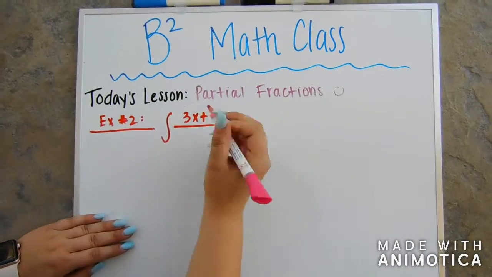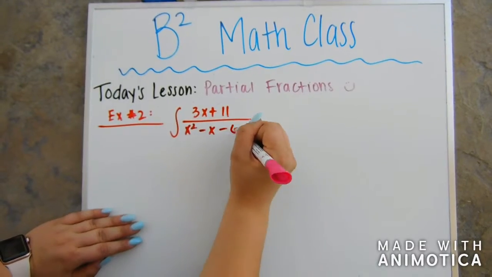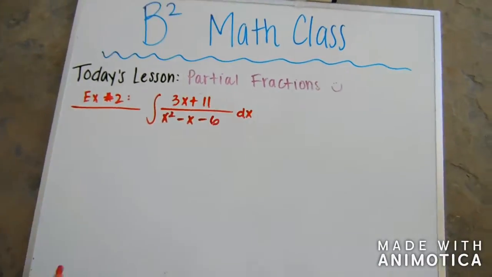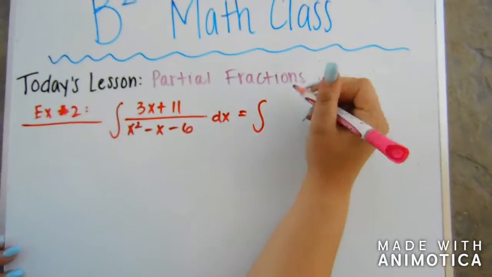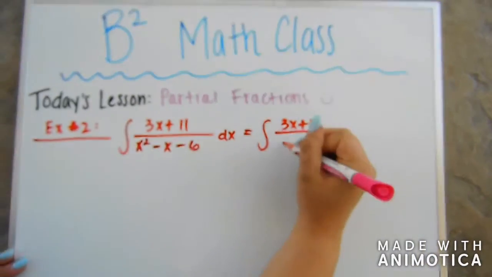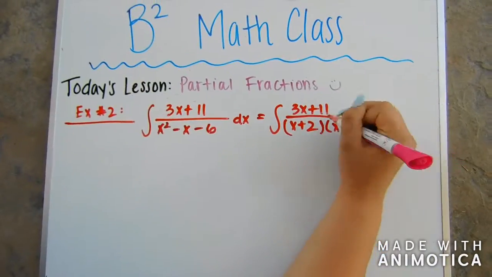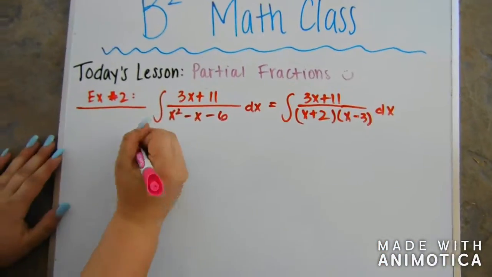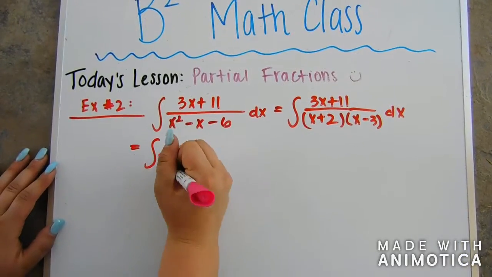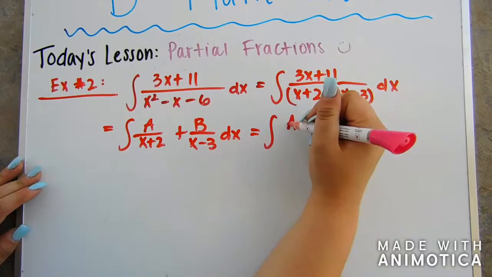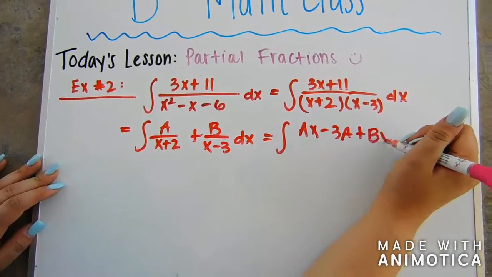So for our next example, it's a little different. We have x on the top, unlike the last time. So then we have the integral of 3x plus 11 over x squared minus x minus 6 dx, which when we factor out the bottom, we get the integral of 3x plus 11 over (x plus 2)(x minus 3) dx. And we go ahead and do the same thing, split them up between A and B, so then you get the integral of A over x plus 2 plus B over x minus 3 dx.